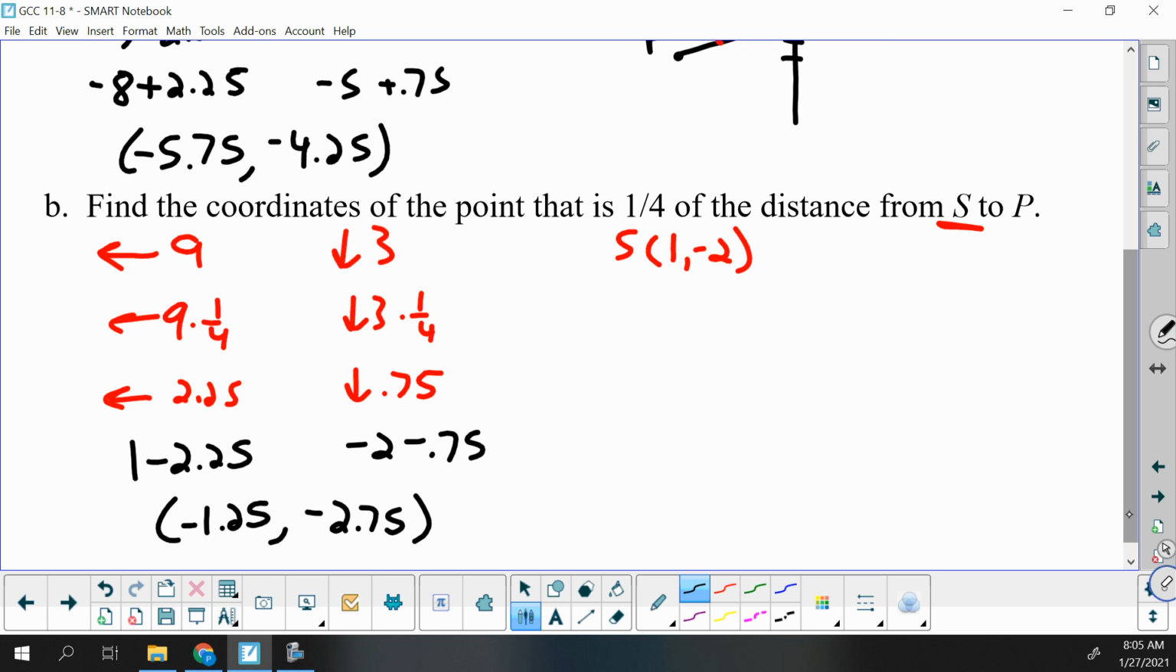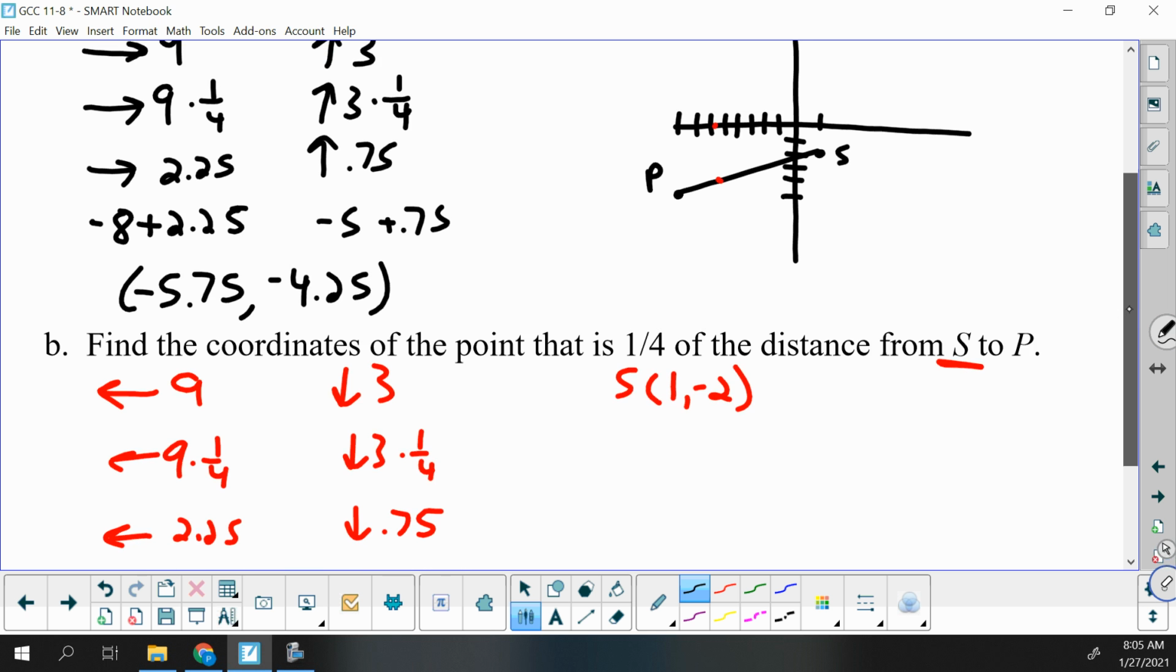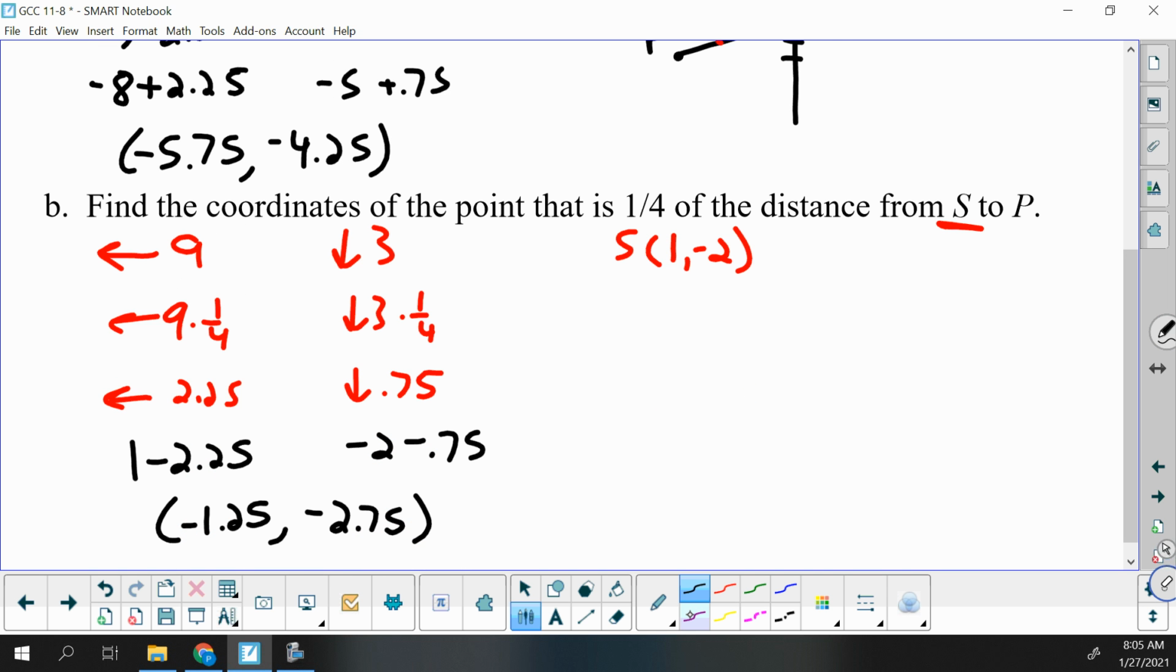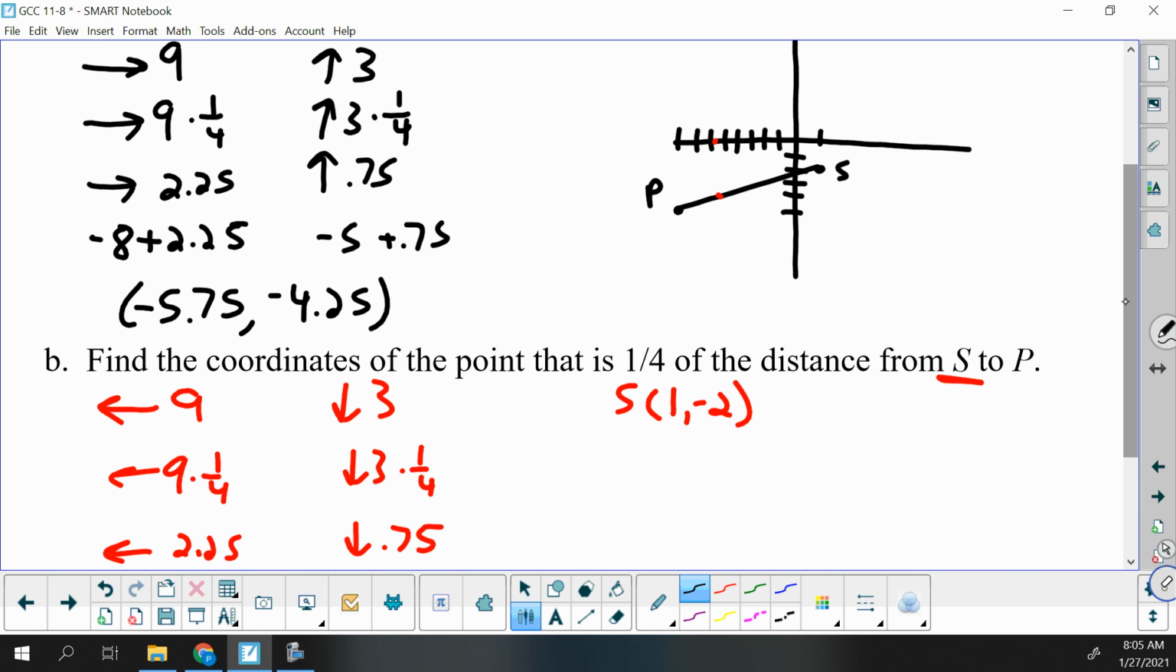We can check on the graph to see if that's reasonable. So negative 1.25, negative 2.75. Negative 1.25 is about here. And that does correspond to about negative 2.75. So that does seem reasonable.